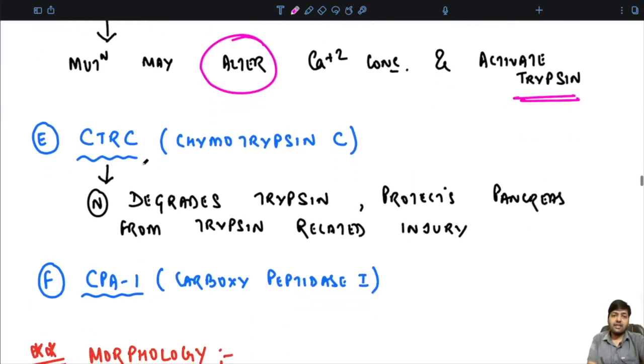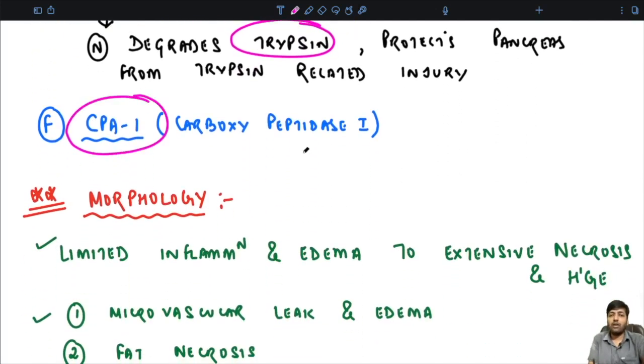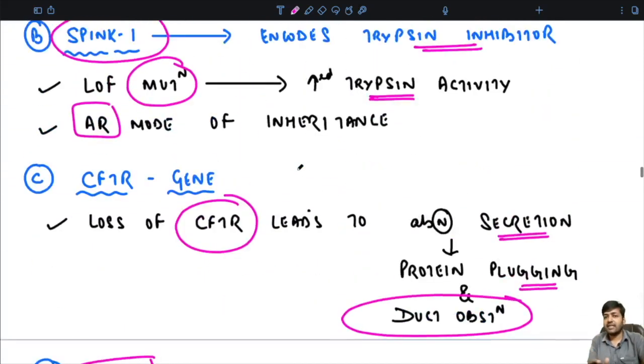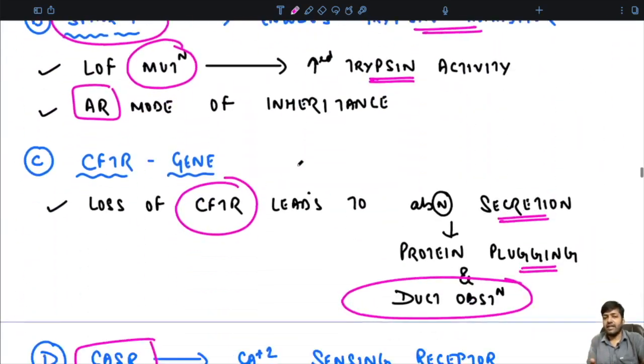Then CTRC, mutations in the chymotrypsin C gene. Normally it degrades the trypsin and protects the pancreas from trypsin related injury. So if there is a mutation in this particular gene, again they will precipitate acute pancreatitis. And the last gene is CPA1, or carboxypeptidase. Mutation here can also precipitate hereditary pancreatitis. So you should remember all these 6 names if you are asked about the concept of hereditary pancreatitis.